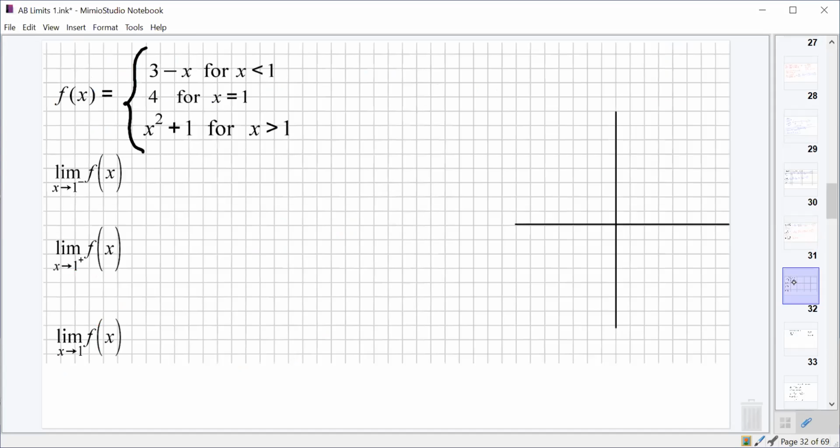Let's look at a really fun and exciting piecewise defined function. So we've got f of x equals 3 minus x if x is less than 1, 4 if x equals 1, and x squared plus 1 if x is greater than 1. And we want to find the limit as x approaches 1 from the left and from the right, and if it exists, the two-sided limit.